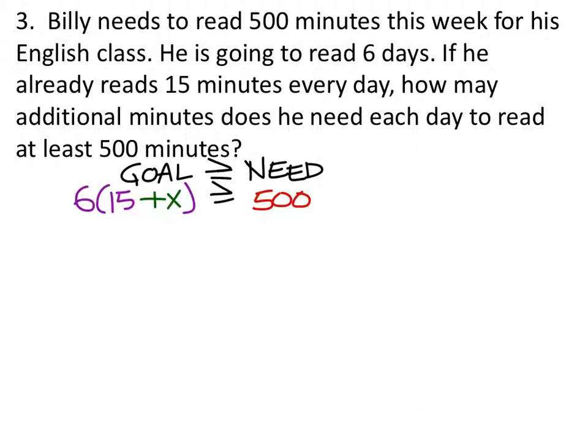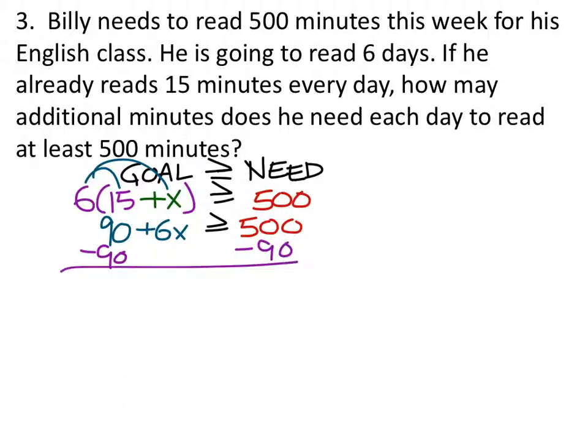So now that we've set up this inequality, we can solve it. Just distribute the 6 into the parentheses. 6 times 15 would be 90, and then 6 times x would be 6x. Now again, this needs to be greater than or equal to the 500 minutes, which is how many he needs. To solve this, we'll subtract 90 from both sides of the inequality. So now I've got 6x is greater than or equal to 410.